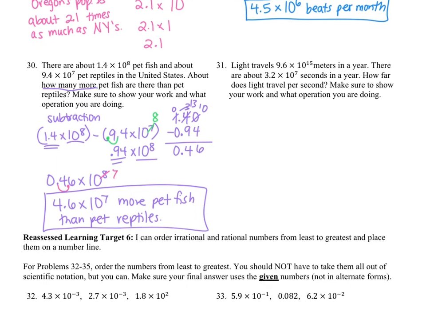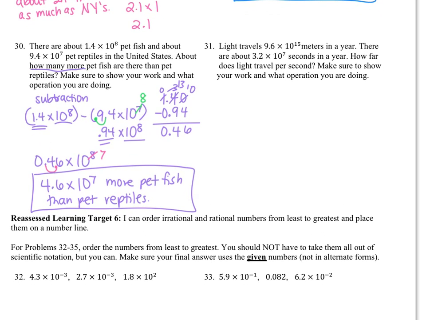Last story problem here. Light travels 9.6 times 10 to the 15th meters in a year. There are about 3.2 times 10 to the 7th seconds in a year. How far does light travel per second? So we need to do division because we want how far. So that's distance in meters divided by time. So light travels 9.6 times 10 to the 15th meters in 3.2 times 10 to the 7 seconds.